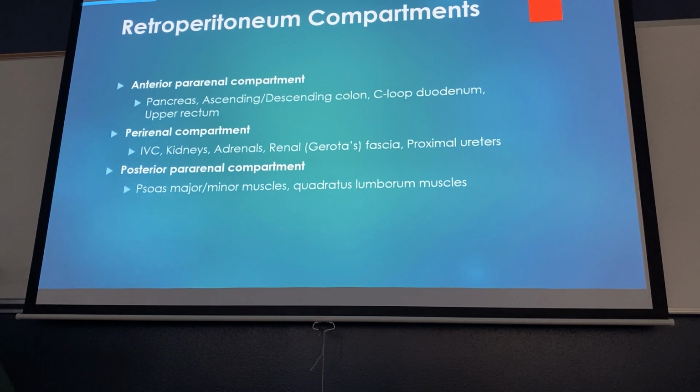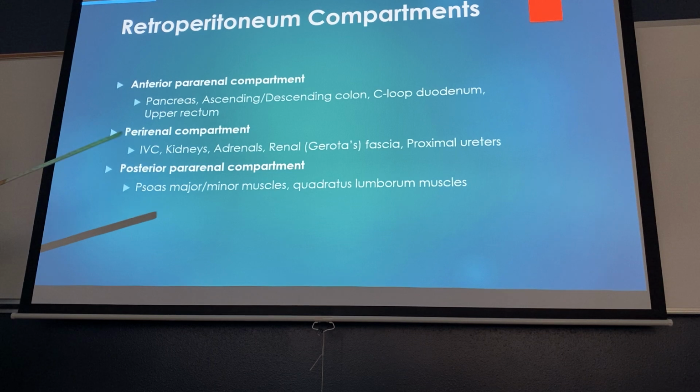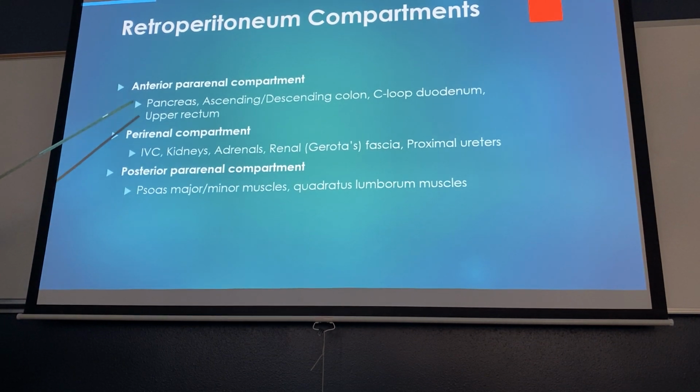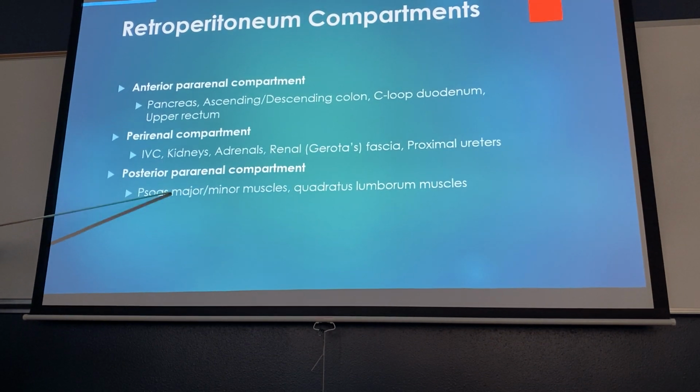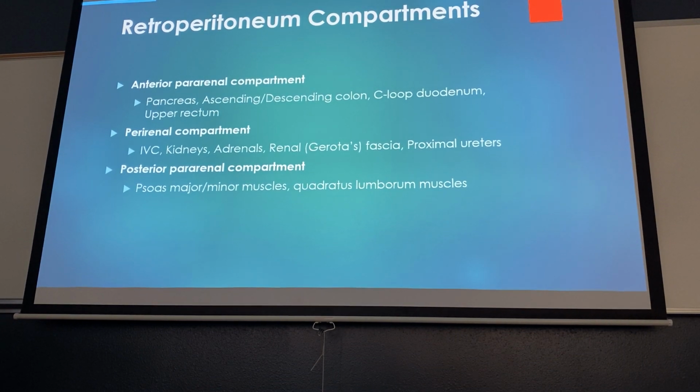As I mentioned before, the posterior pararenal compartment would be the psoas muscles, quadratus lumborum, and a couple of other muscles we'll talk about as we work our way into the abdomen. So when you look at the retroperitoneum, you have to realize which compartment you're talking about, whether it's the anterior pararenal, the perirenal, or the posterior pararenal compartment. Questions on that?